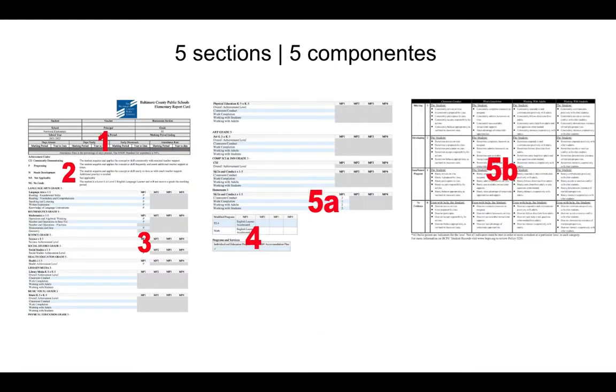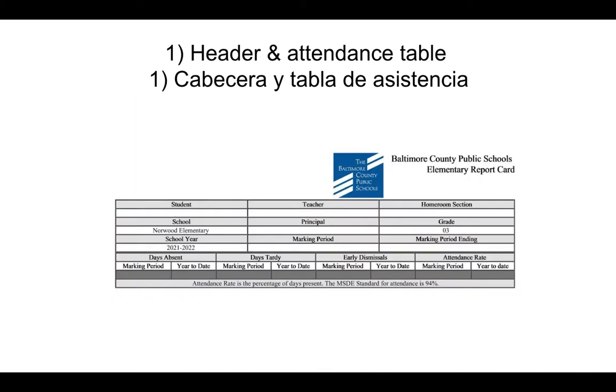Now, there's 5 main sections. We're going to talk about each one, starting with the first one, which is at the top. It's the header and the attendance table. And here's all your basic information, all your stats, what school they go to, their name, the school year, all that's up there. It's pretty self-explanatory.